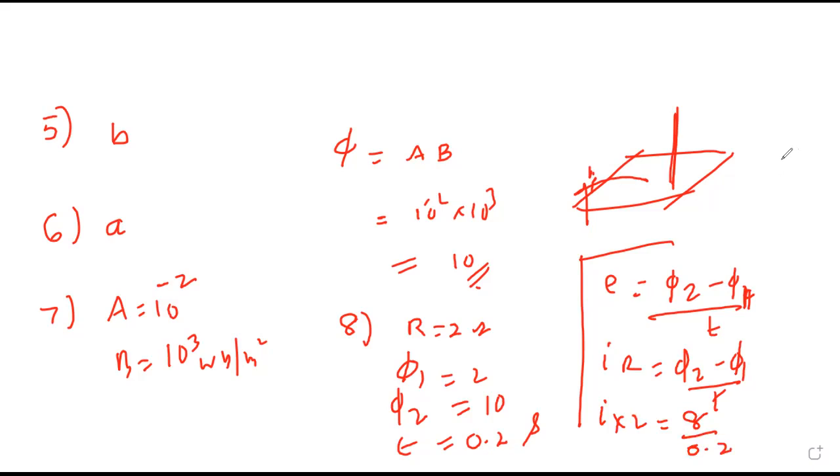Charge flows, they want. Sorry, I did current only flow. Then I is equal to Q by T, right? Q by T, it's a formula we have.